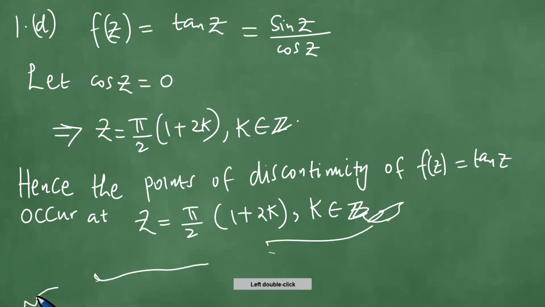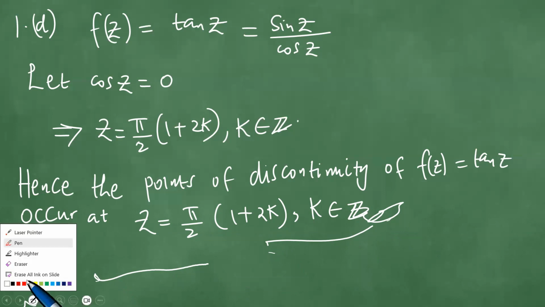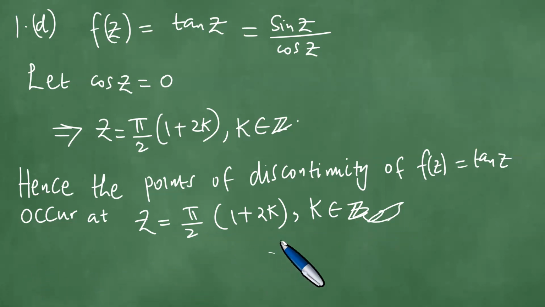So just a minute, let me clean this up. Right, so k an element of Z, and we have this here. Hence, the points of discontinuity of f of z equals the tan of z occur at z equals pi over 2 into 1 plus 2k, where k is an element of Z. Okay, we were just to find the points of discontinuity there. Next we focus on the next question, which is 1e.